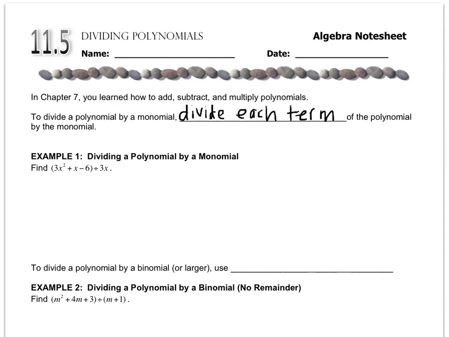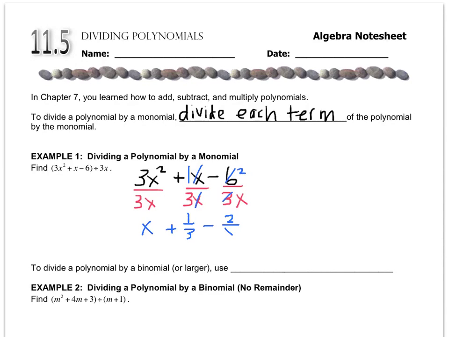So to divide a polynomial by a monomial, you divide each term of the polynomial by the monomial. So you take your polynomial, 3x squared plus x minus 6, and you divide each term by 3x. And then you write down what you get. When you divide the first piece, you get x. When you divide the second piece, you'll get 1/3. And when you divide the third piece, you get 2 over x. Not really pretty looking, but that's what it is.